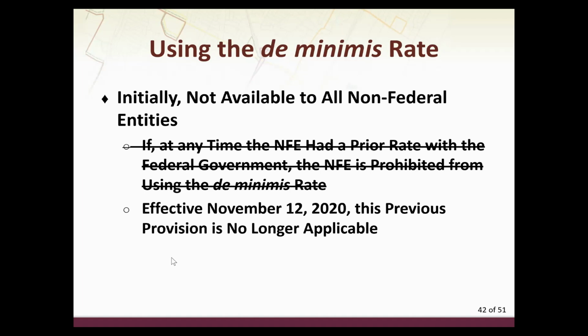And so there was a lot of lobbying in this area, and in revisions to 2 CFR 200 that went into effect November 12th of 2020, that limitation was stricken from the rule. So even if your organization previously had an indirect cost rate with the federal government, you are now, as of November 12th, 2020, allowed to use the de minimis rate.